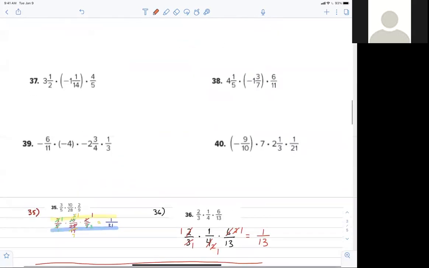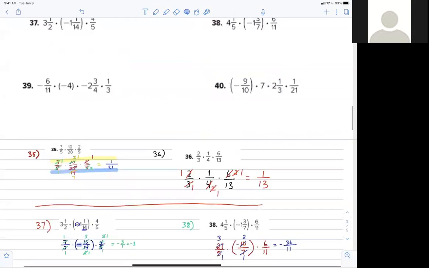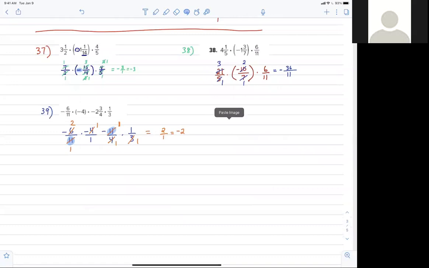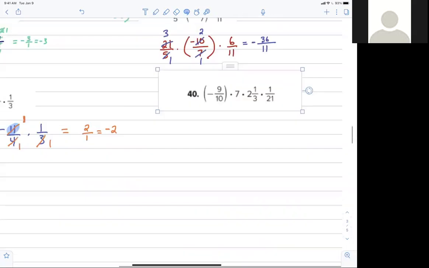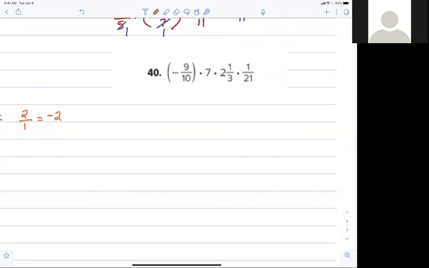All right, here we go, 40. So I'm gonna grab 40 now. And let's do 40. All right, so I'm just gonna pretend like that's right off the book. Move 40 over here. I'm gonna write number 40. All right, what do I need to do? So you do the -9 over 10, perfect, then you do times 7 over 1, perfect, then times 7 over 3, you're awesome so far, and then you would do 1 over 21.